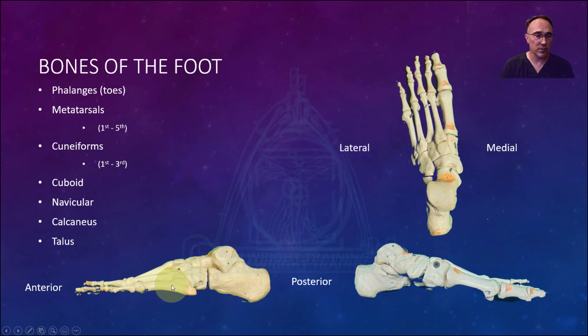Just kind of go over these from the lateral side. This would be your metatarsals over here, and these would be your phalanges out here. On the medial side, we have our phalanges, our metatarsals. This would be our 1st cuneiform, our navicular, our talus up here on top, and then the calcaneus down here on the bottom. So those are the bones of the foot.